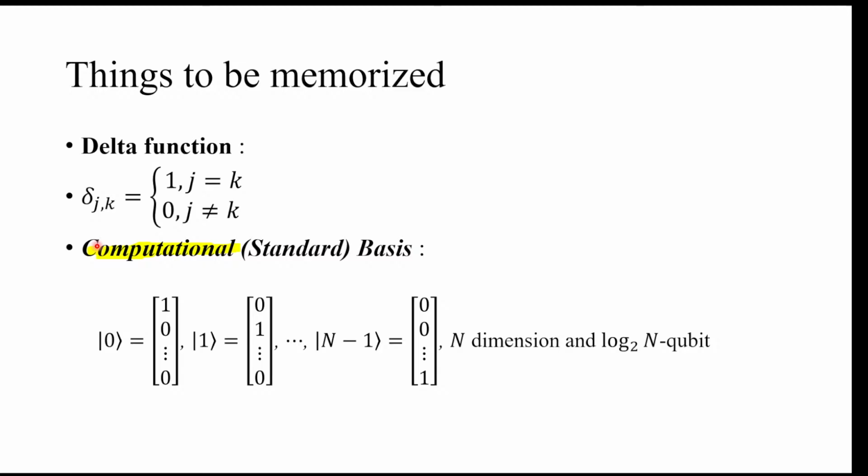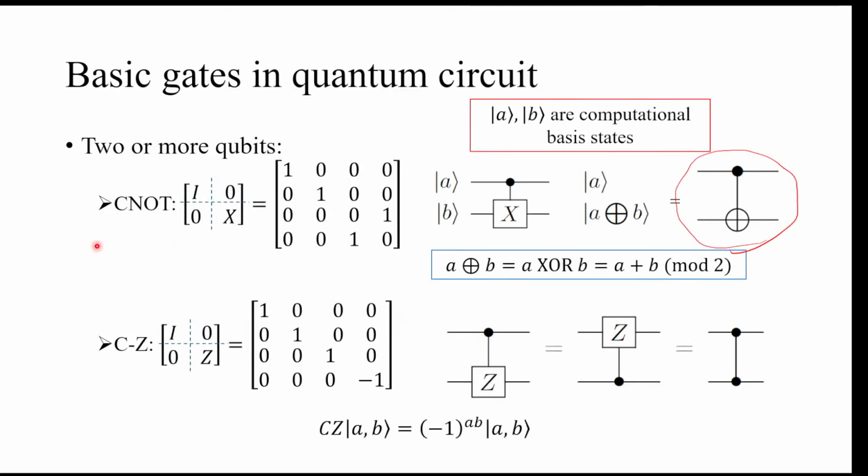Let's keep reviewing more gates in quantum circuits. There is also the CNOT gate and the CZ gate.